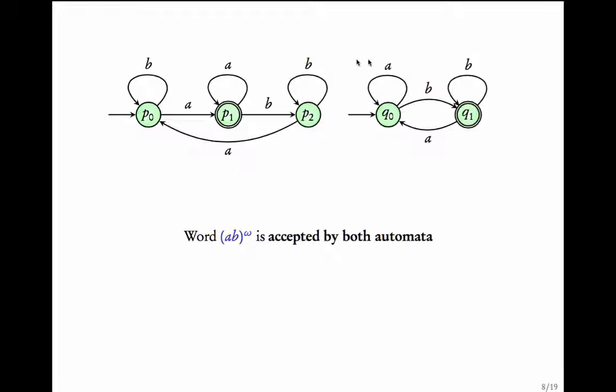So take this automaton as well as this automaton. (AB)^ω: A, B, A, B, A, B, and so on. Q1 occurs infinitely often in this run and it's accepting. So (AB)^ω is accepted by this automaton and it's accepted by this automaton as well.